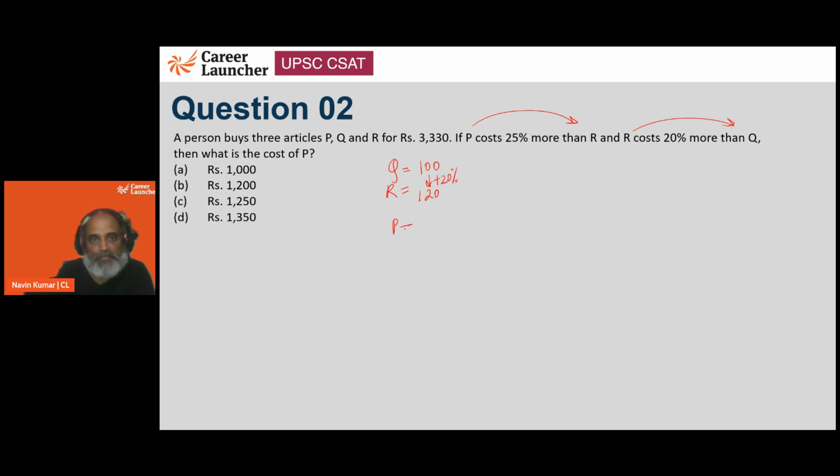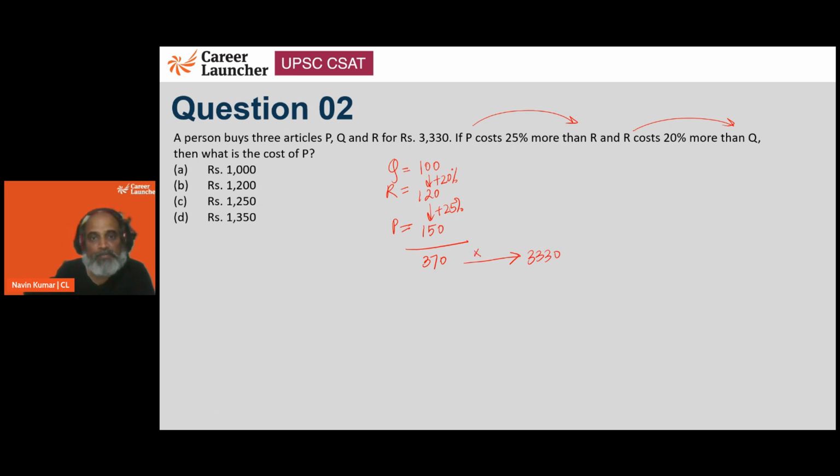If we look at P, P costs 25% more than R, which is 25% more than 120. Now, 25% of 120, which is 1/4 of 120, is 30. So this is going to be 150. The total value of P plus Q plus R that we see is 370. This is as per our assumption, right? We assumed the value of Q to be 100 and accordingly got the values of R and P. But we are not given 370, we are given 3330.